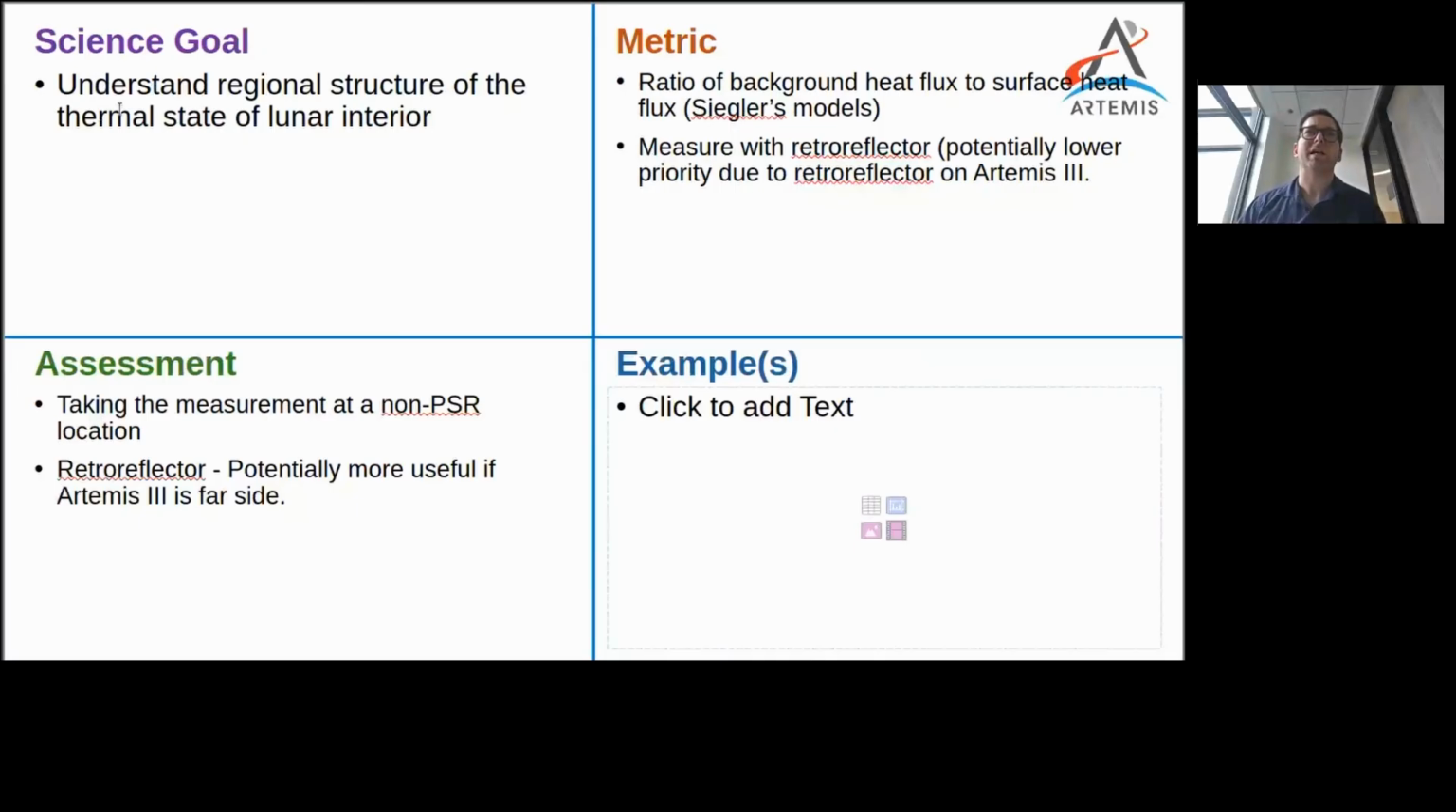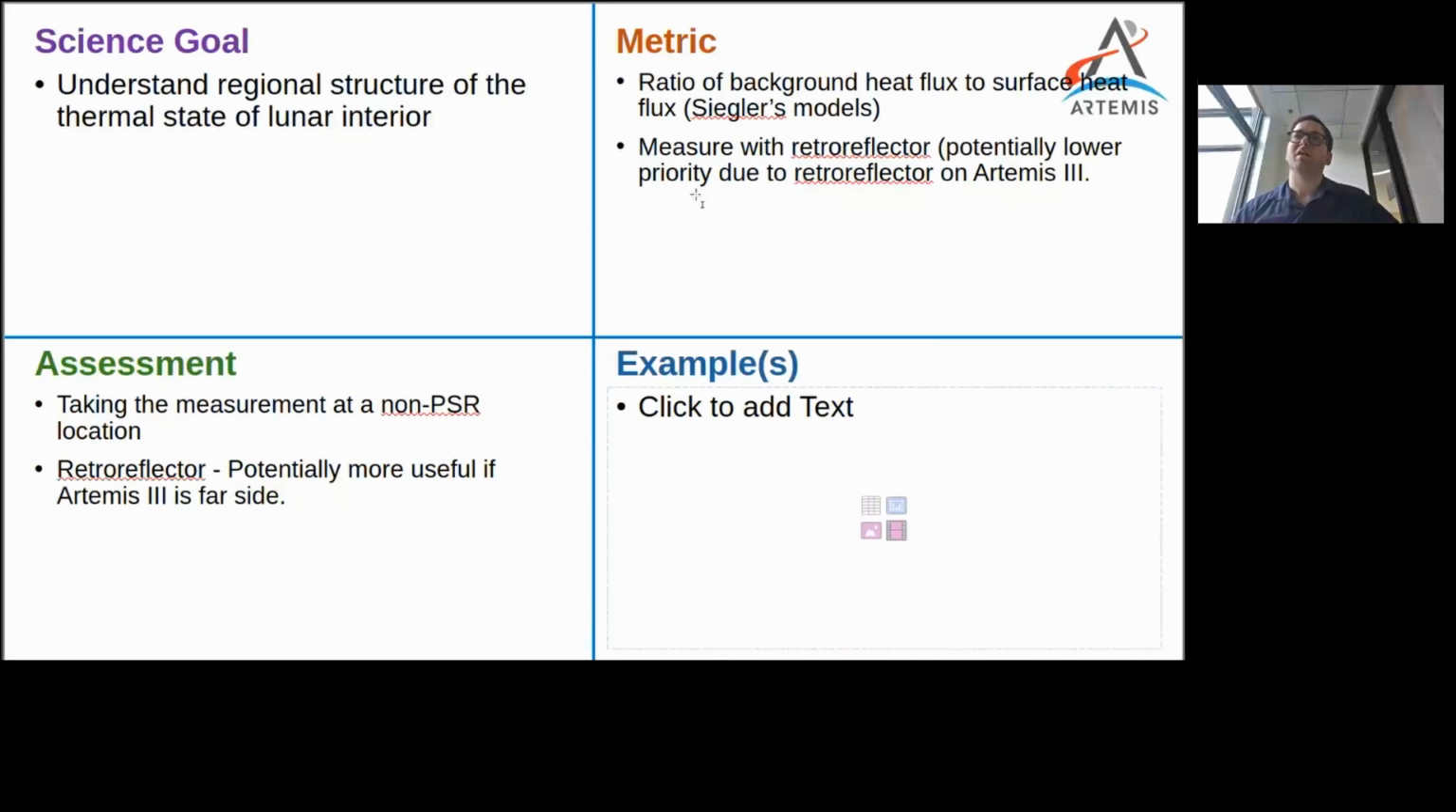Okay, and then the next science goal would be to understand the regional structure and thermal state of the lunar interior. So this would involve geophysical measurements such as the ratio of background heat flux to surface heat flux. Local changes such as proximity to craters or PSRs can change the local surface thermal gradient. And so you would want to choose sites that are further away from those disturbances if you wanted to get measurements that reveal the more general lunar thermal heat flux.